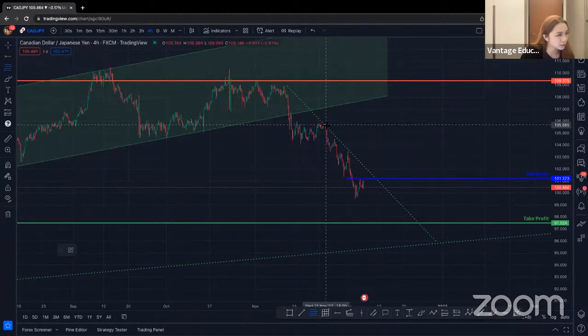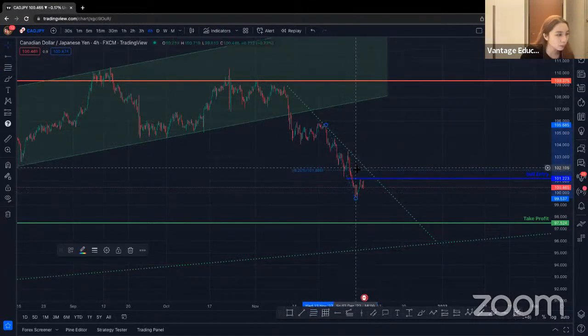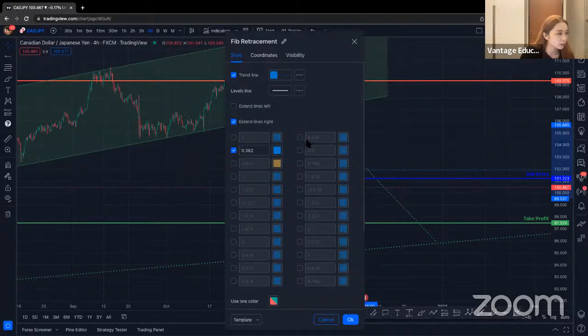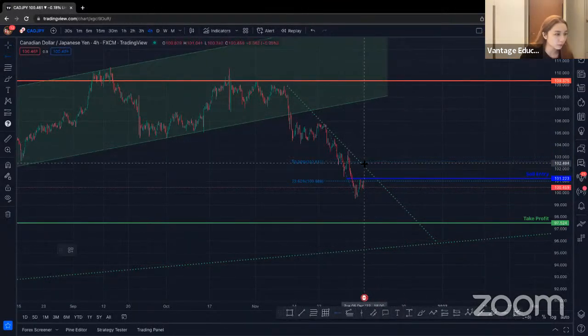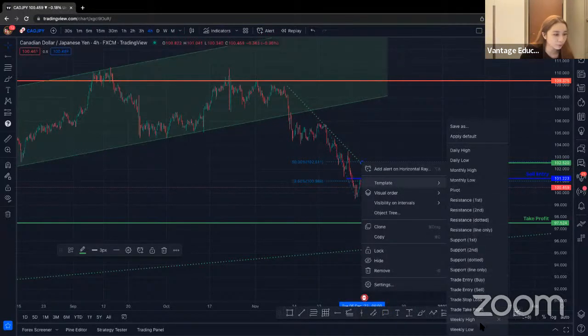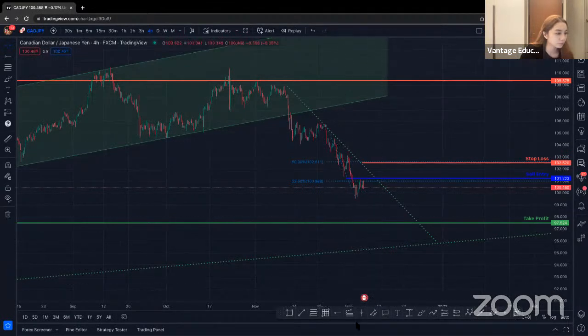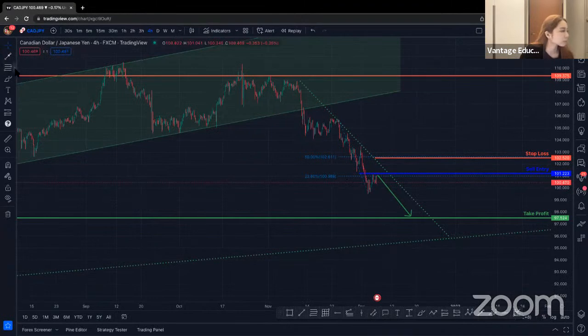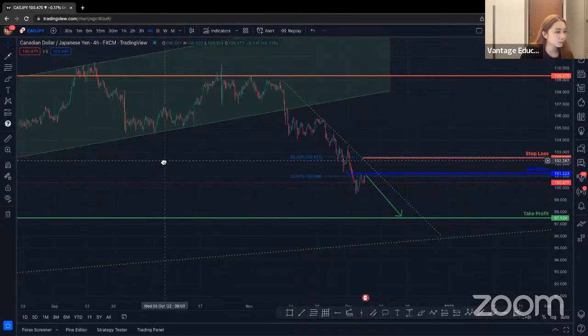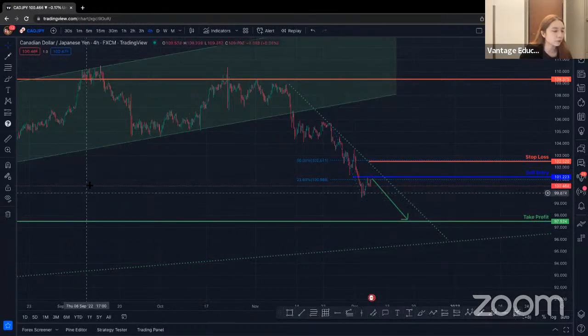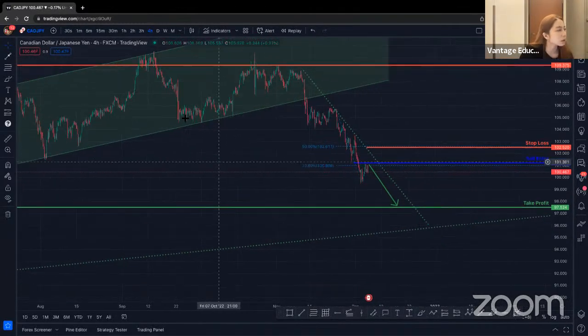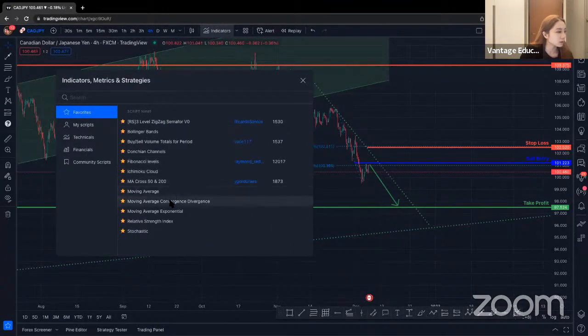In this case, I would like to keep my stop loss way closer. So I would have to put about 50% of the retracement just right below the previous high. What we are looking at, this take profit is actually our historical support pricing. Let's look at indicators.